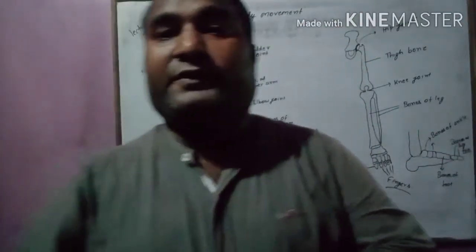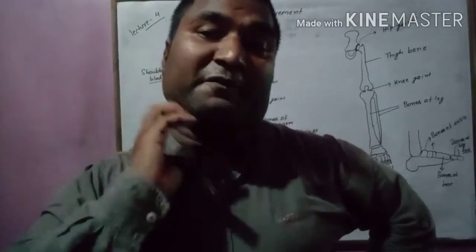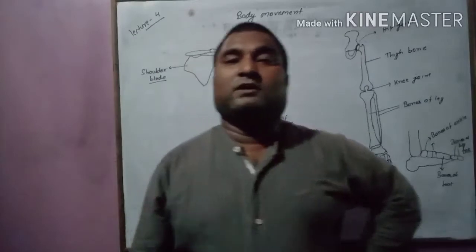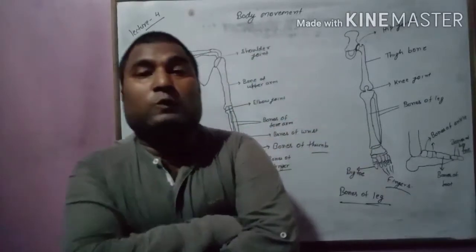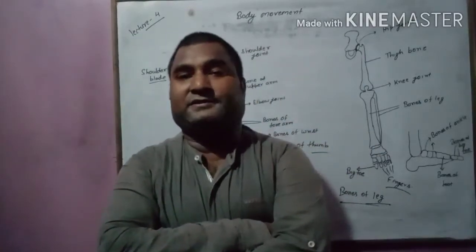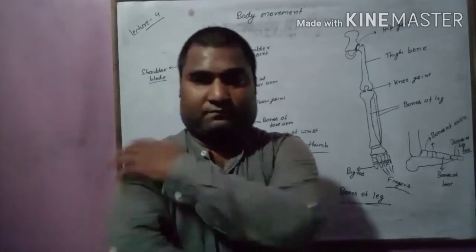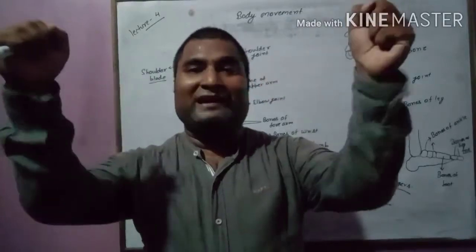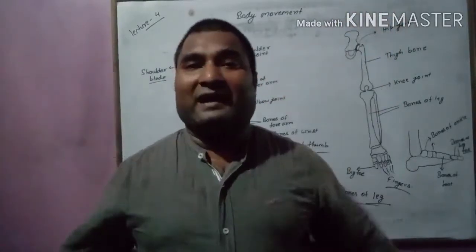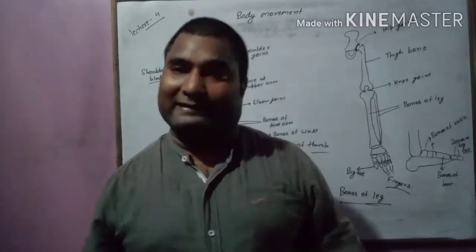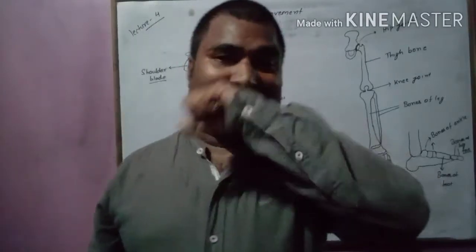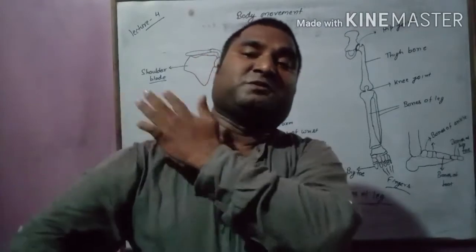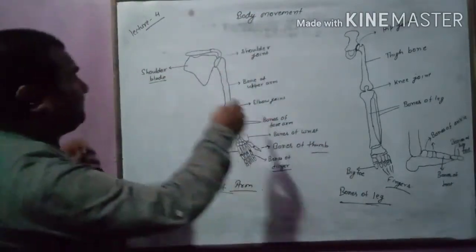This is the fourth video lecture of the chapter Body Movement. In the last video, we have seen the bones of the rib cage and the arm, meaning the limbs. I told you we have two limbs: the fore limb, that is called the arm, and the hind limb, that is called the legs. So I explained to you yesterday that this arm is connected to the shoulder by the shoulder blade.